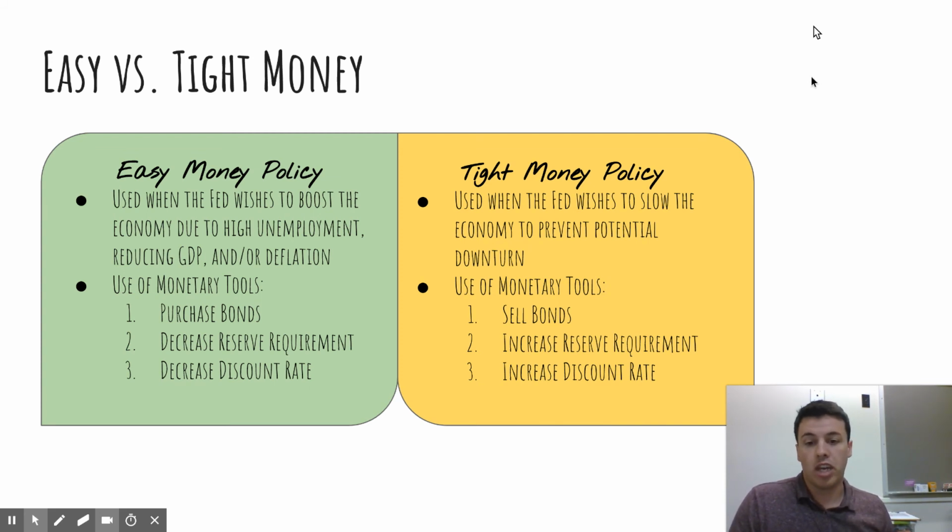They would just do the opposite of what they did previously. So they're going to sell their bonds, increase the reserve requirement, and increase the discount rate. All of these things will pull money out of the economy and decrease the amount of credit that's used in the economy, which will slow things down. So they would use this in a time when the economy is getting overheated.